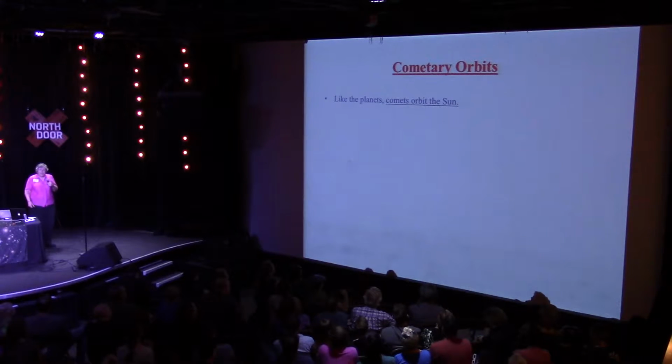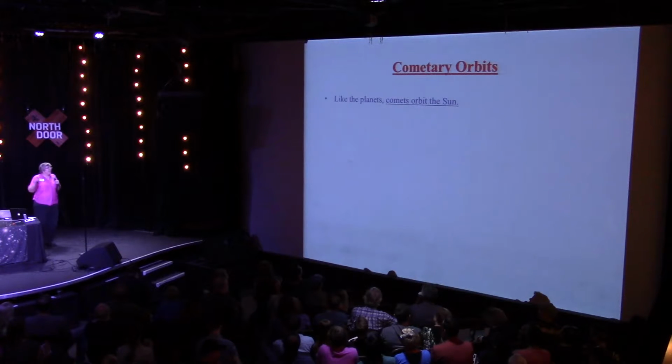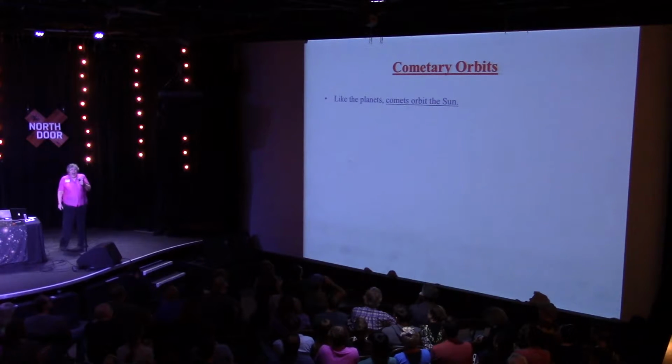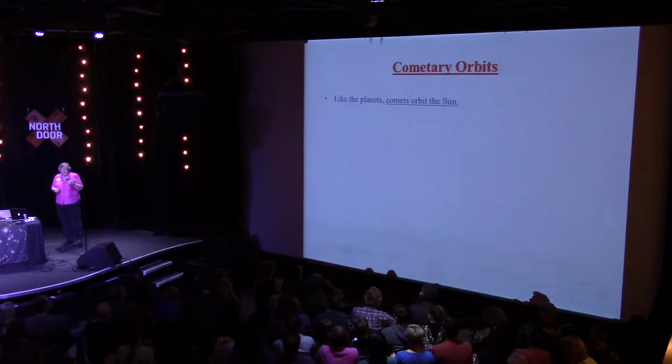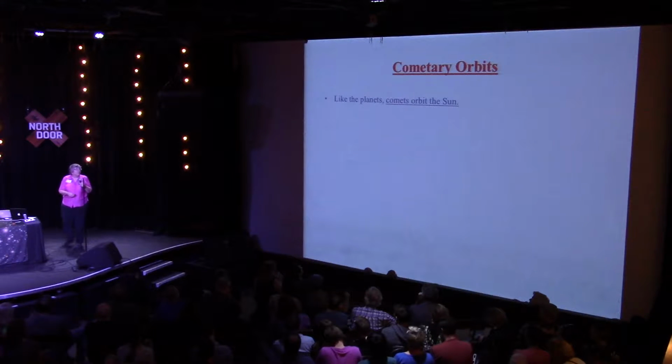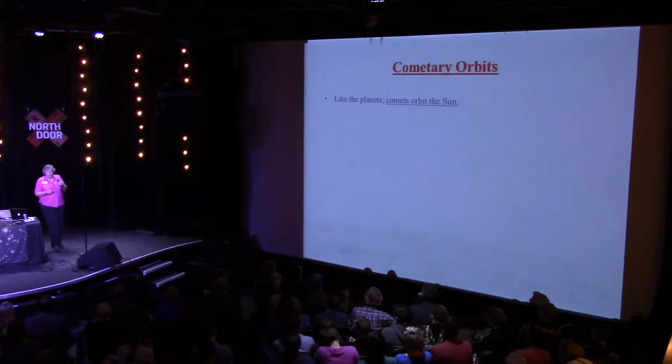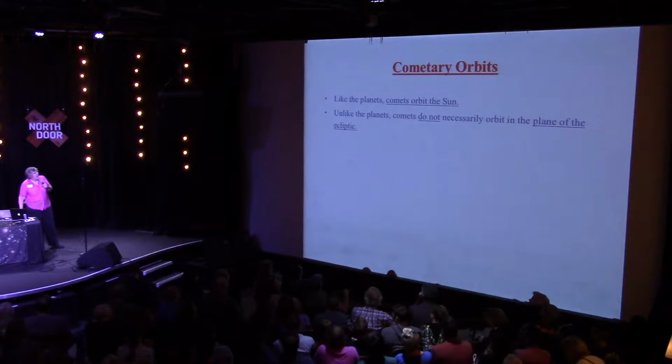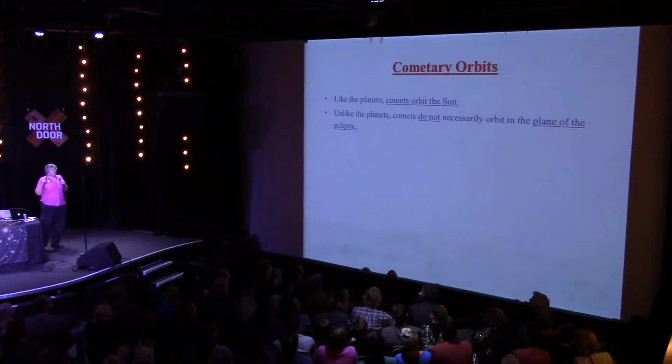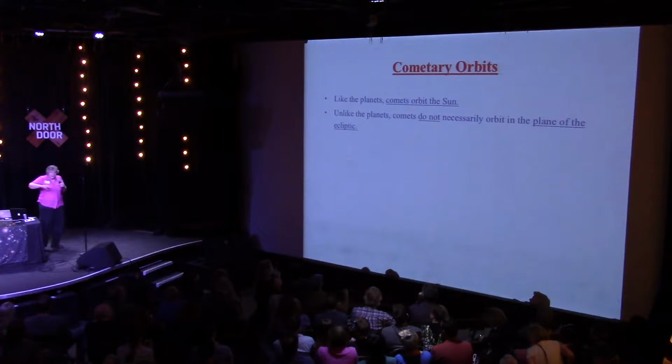Well, that's where I come in. I'm a debris collector. And comets are important for understanding the solar system because, like planets, comets orbit the sun, but they don't necessarily orbit in the plane of the ecliptic. So they're not in that plane I talked about.